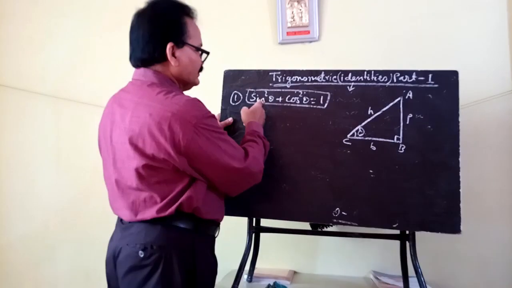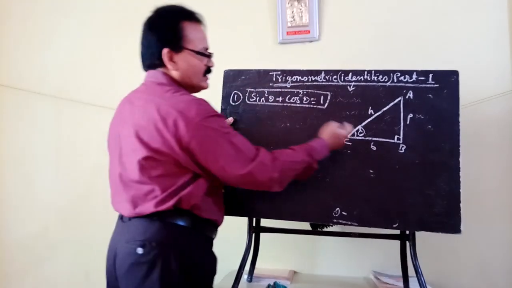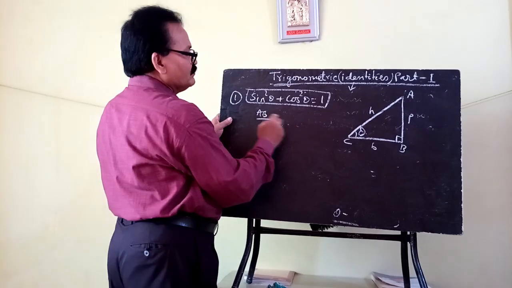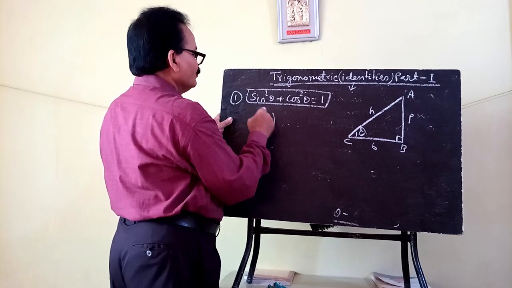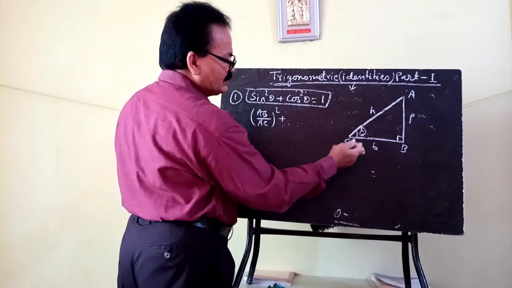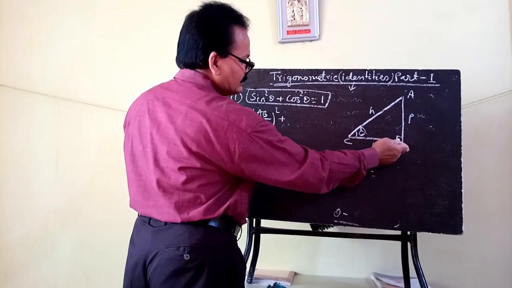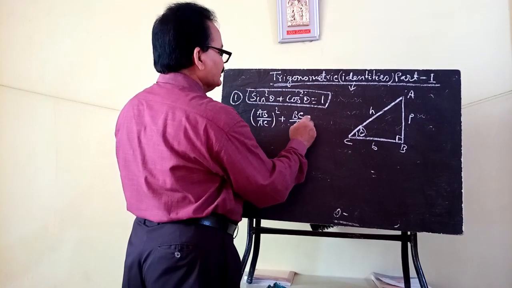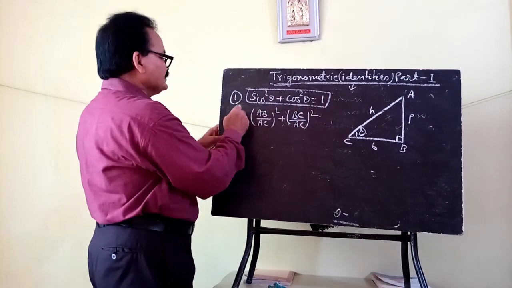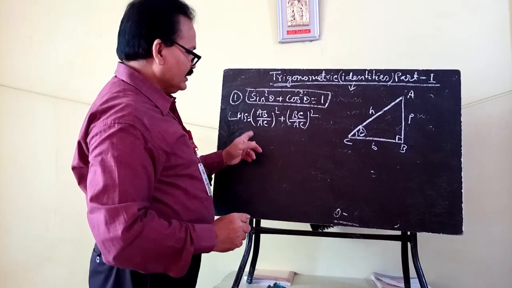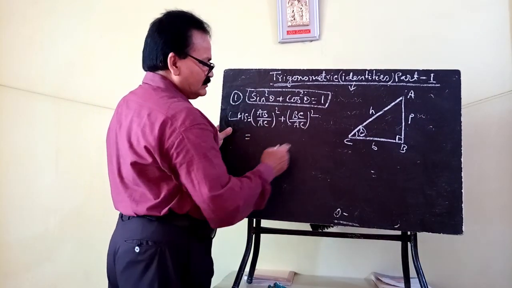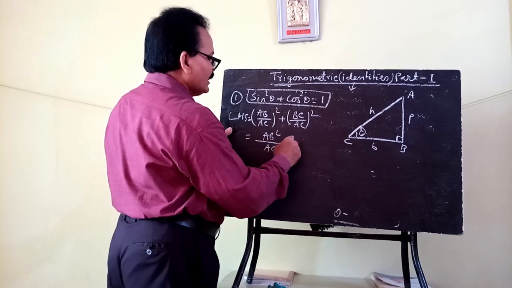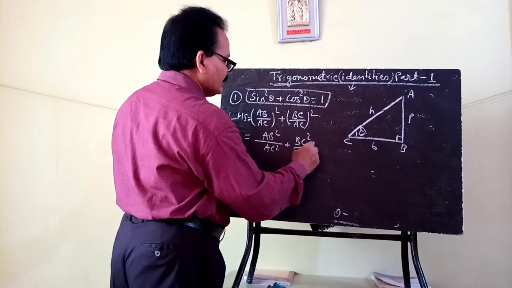From figure we have sin theta is P by H. Then this will be AB by AC whole square. And cos square theta means, here theta is there, cos theta means base by hypotenuse. So that means this is BC by AC whole square. So this is for your LHS. Clear? Now, if you open the bracket, this is AB square by AC square plus BC square by AC square.